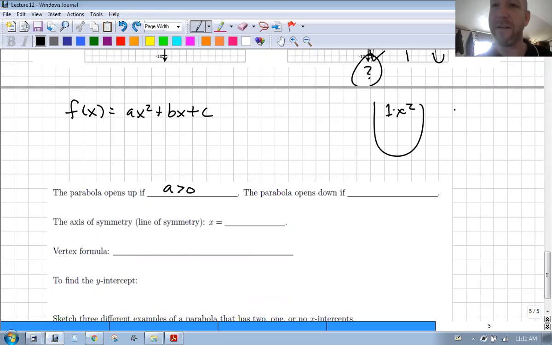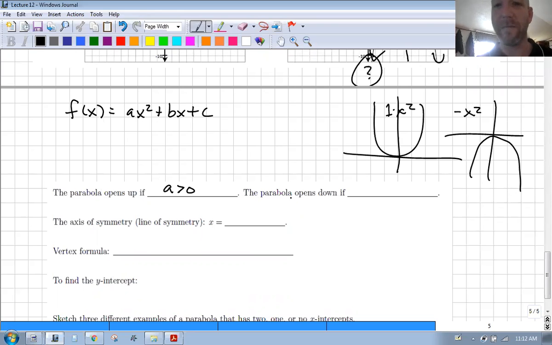So if you had -x², that means anywhere you used to go up, you'd go down. If you took all your old y values and made them all negative, everywhere you used to go up, you go down. So a negative x squared would look like this. Okay, so if your a value is negative, it's going to open downward.